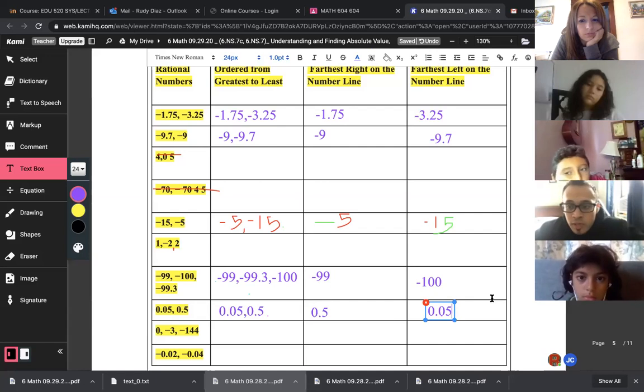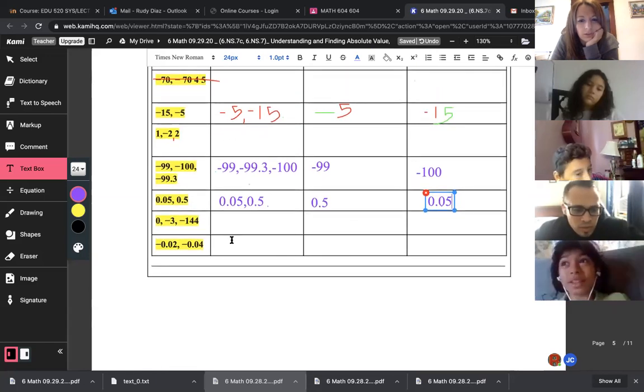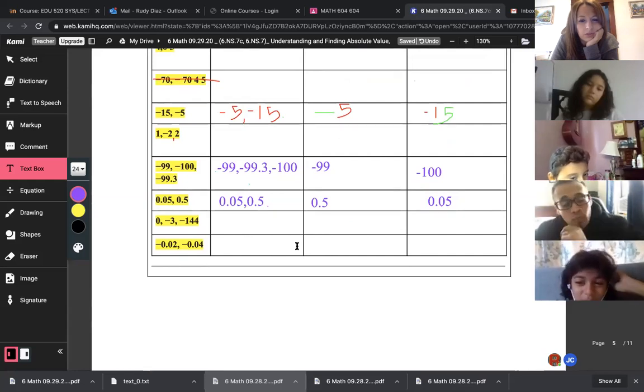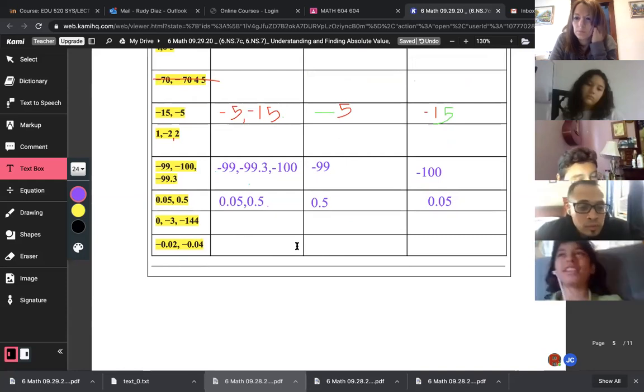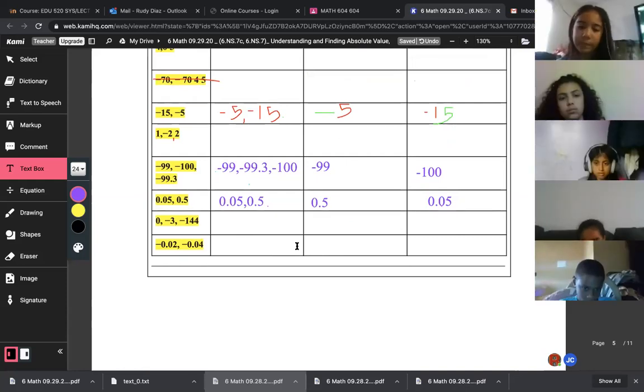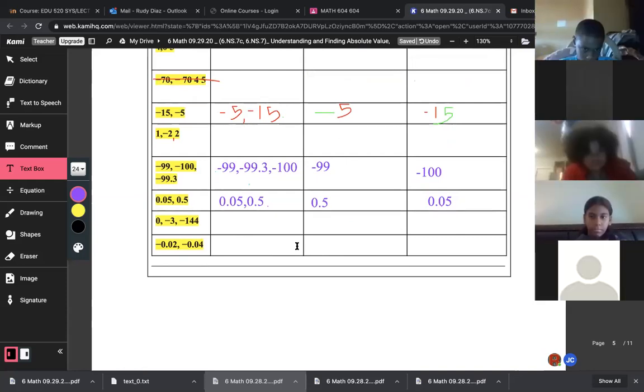Okay. Emma, do you understand this? Emma, I'll do the next one. All right. Emma, you're going to do the last one real quick. 0.02 and 0.04. Remy, I need you to turn on your camera. Justin, your camera. Emma, go for it.